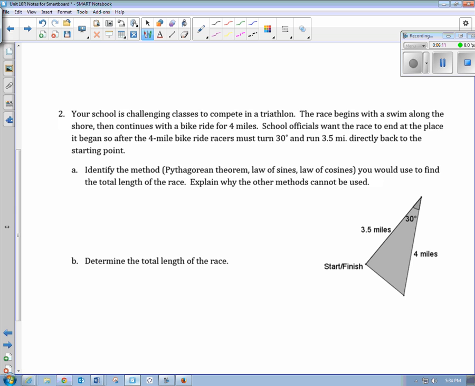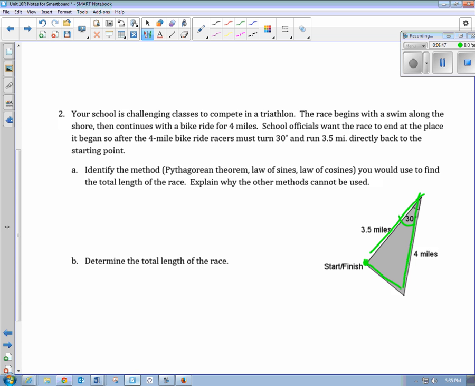In question number 2, we're talking about a triathlon. It says the race begins with a 3.5-mile swim, and then continues with a bike ride for 4 miles. They want the race to end at the same place it started. So in order for that to happen, we need a 30-degree turn here for the triathletes to get back to where they started.